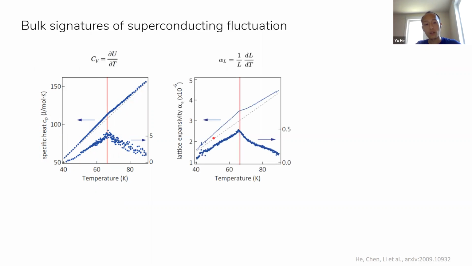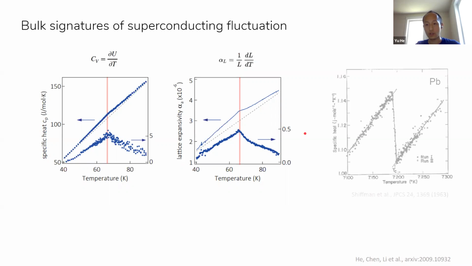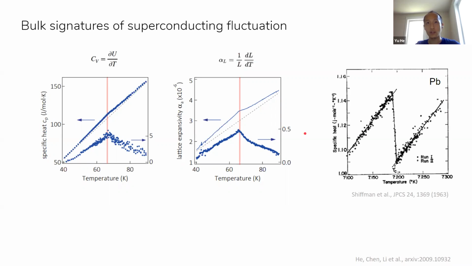And secondly, we can also measure lattice expansivity, which is another thermodynamic quantity that's sensitive to a second-order phase transition. And we see similarly that there is the same divergence around 66 Kelvin. But again, the response starts at a temperature way above the bulk transition temperature. And this is in stark contrast with the classic textbook BCS superconductor, where the transition is so sharp, so mean-field-like, that there's negligible fluctuation temperature range.